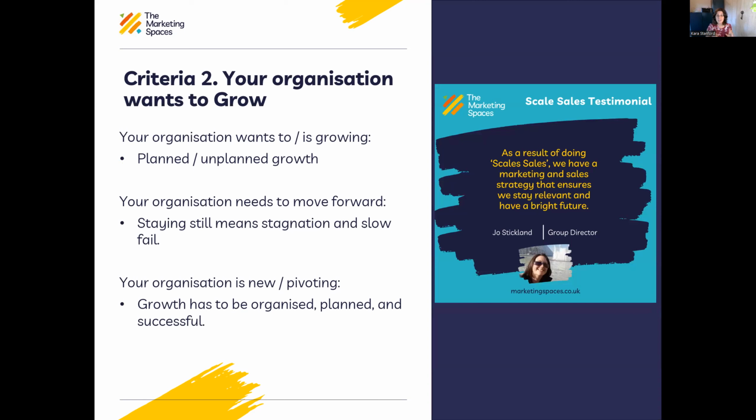Criteria 2, your organization wants to grow. This is really important. Part of being ready to design your marketing and sales pipeline is that the organization behind you and around you wants to grow. There is a growth mindset. There are growth goals that have been set. Rather than goals set along the lines of, oh, we just want to stay exactly where we are. It's about, what do you want to do so that you can have a relevant and bright future?